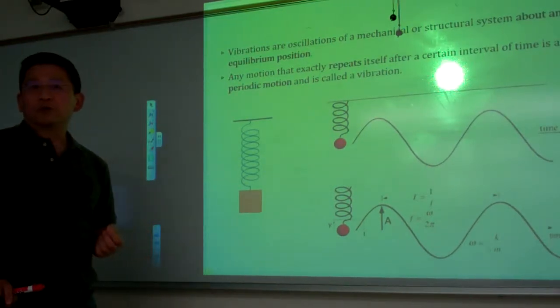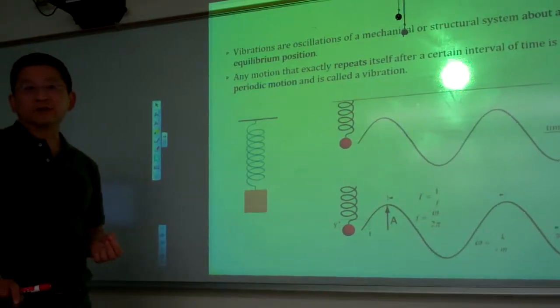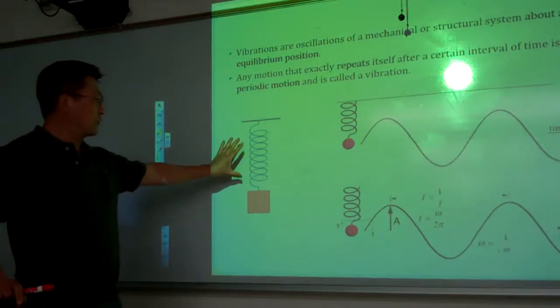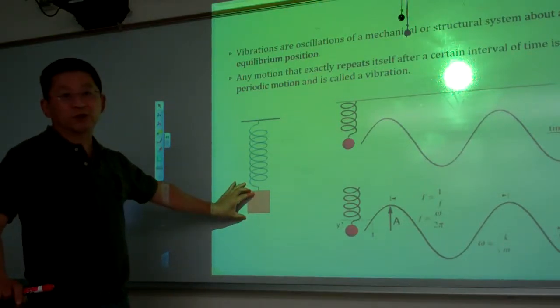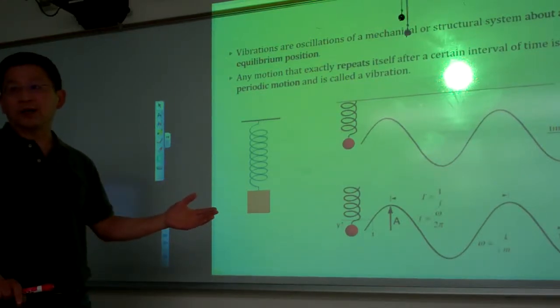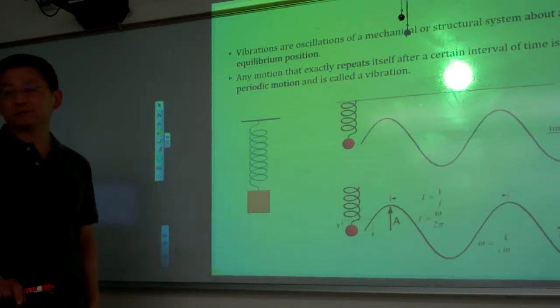One is what we call the natural frequency. The natural frequency is just like the fingerprint of the system. Once the spring constant and the mass are defined or given, the natural frequency is already determined, because it is a property of the parameters of the system.